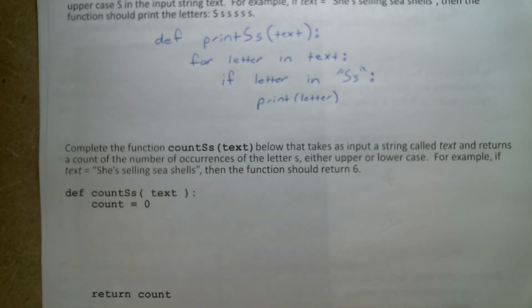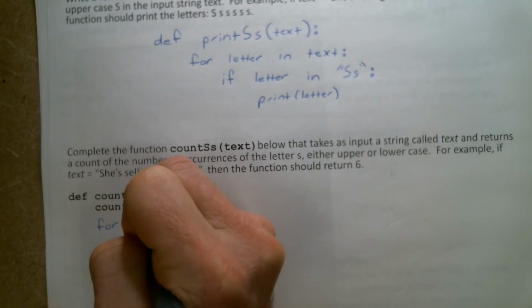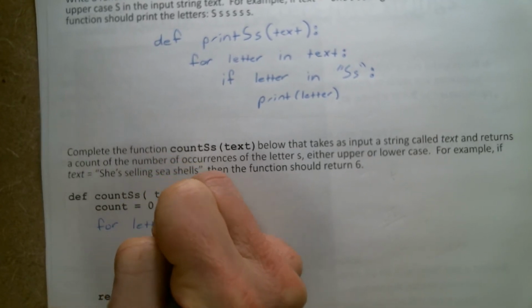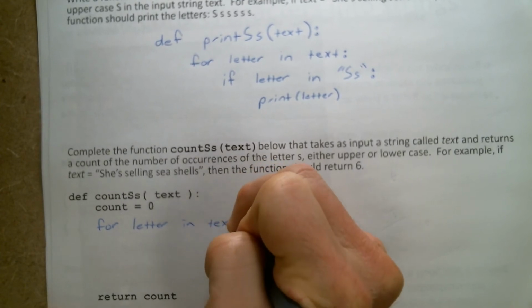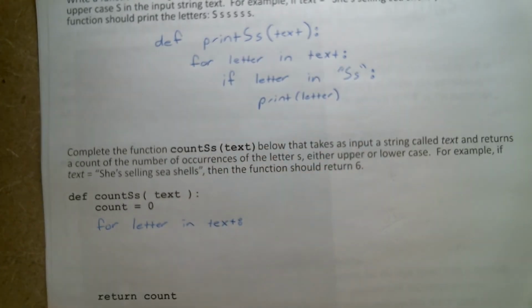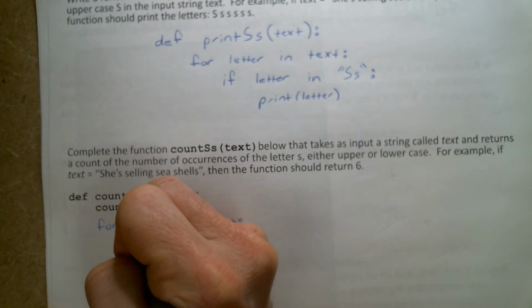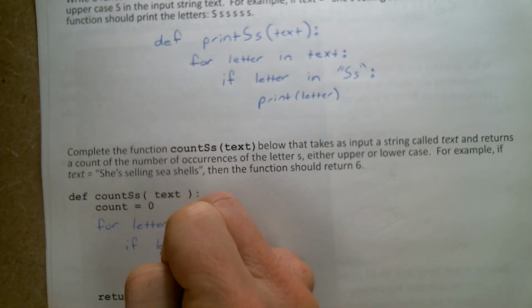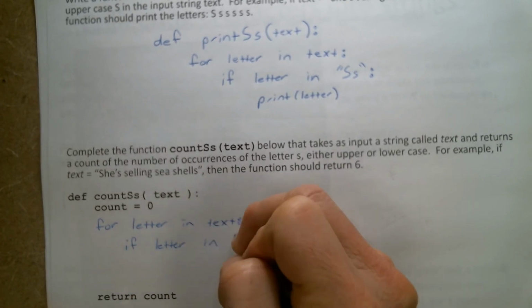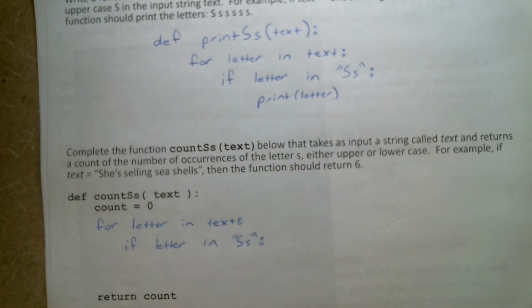All right, here we go. So here's my loop. The loop can look basically exactly the same as the one above, because we're still going through one letter at a time. Okay, so that part looks exactly the same. I'm still looking for s's, so that part looks exactly the same. If letter in uppercase s, lowercase s. All right, so no difference there.